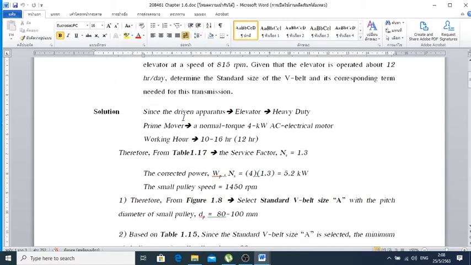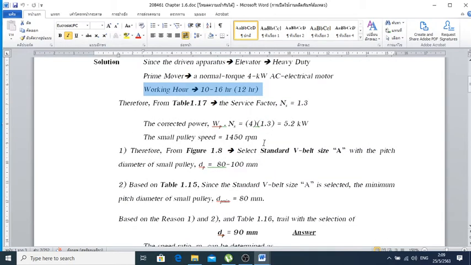Okay? So based on the driven apparatus, based on table 1.17, the elevator can be classified as heavy duty. And the prime mover is going to be normal torque, 4 kilowatts, and an AC motor. And the working hours are going to be 10 to 16 hours, so this is why it's 12 hours. Therefore, the service factor is determined from table 1.17. It's going to be N sub S, which is 1.3.